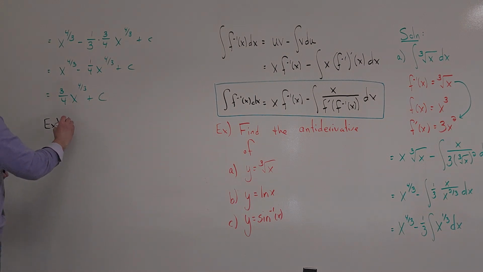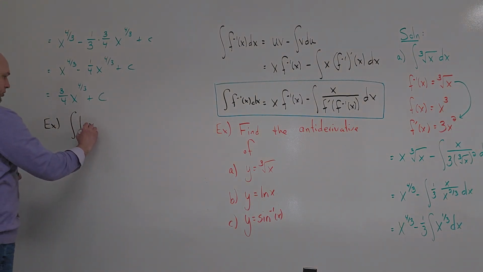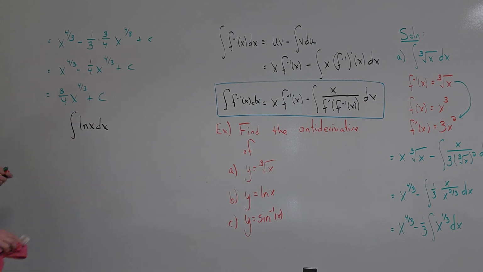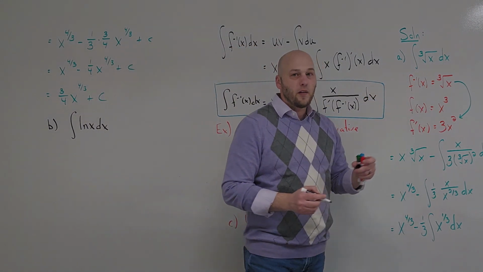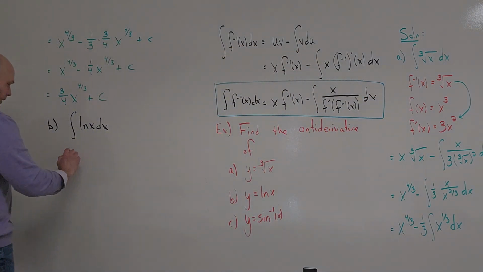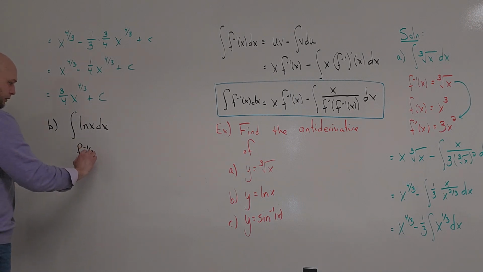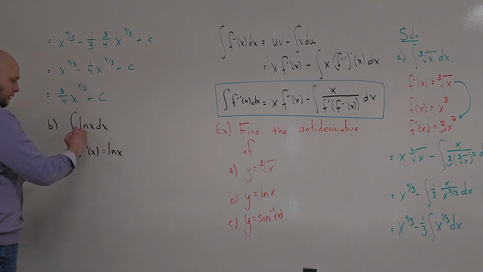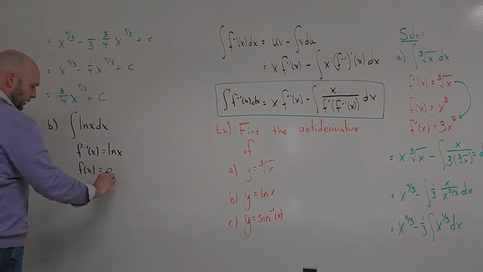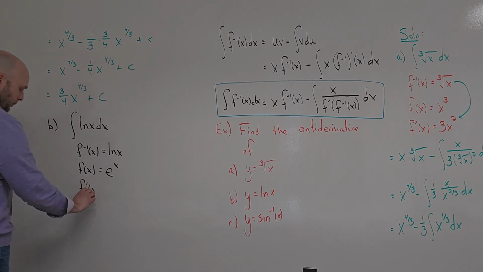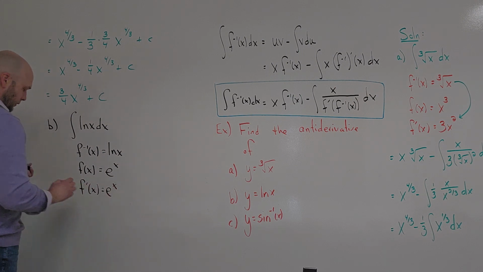All right. Integral of the natural log. We have to identify the three functions. This is solution part B. What's the inverse, what's f, what's f prime? Okay. I know that f inverse is the natural log, that's the integrand that we are working with. F of x then would be e to the x. F prime would also be e to the x.